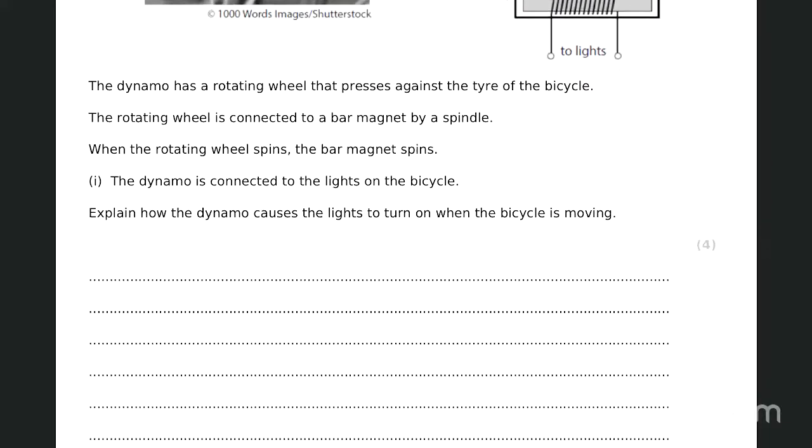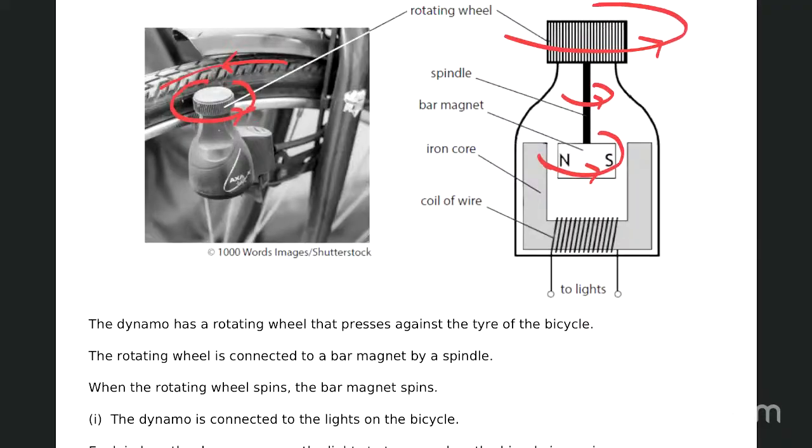The dynamo is connected to the lights on the bicycle. Explain how the dynamo causes the lights to turn on when the bicycle is moving. Same thing I explained, right? When the bicycle is moving, the tire will be moving forward like this. The tire will be rotating, and therefore the head of the dynamo will also be rotated.